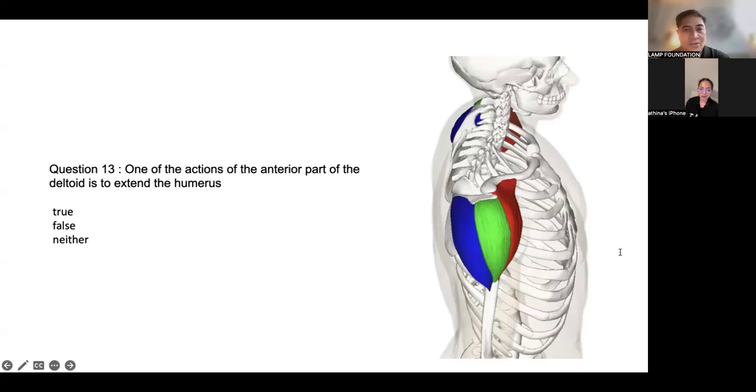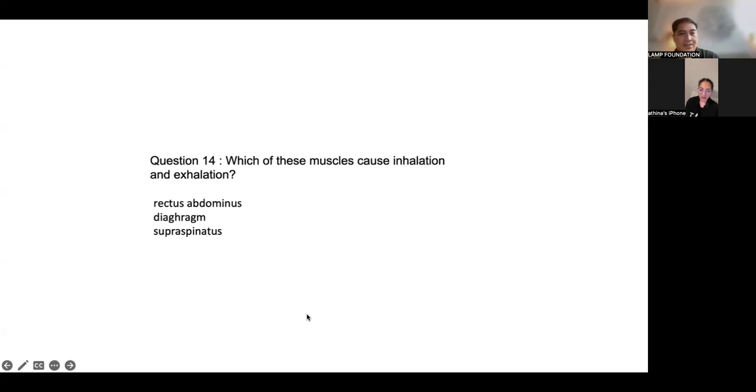Because the front deltoids help move your arm forward, no? They connect to your clavicle. You use your front deltoids if you reach for an object on a shelf. Which of these muscles cause inhalation and exhalation? It is the diaphragm, of course.